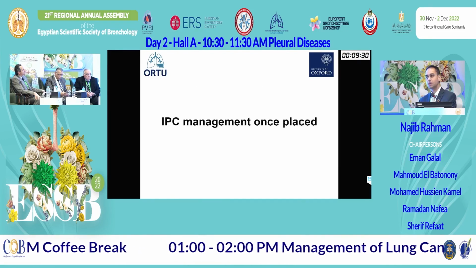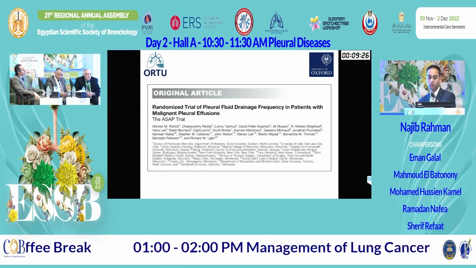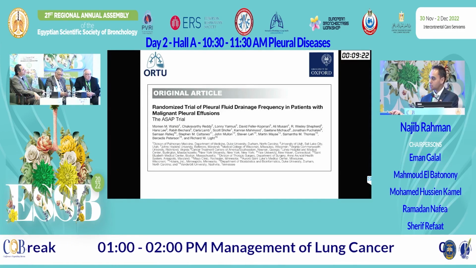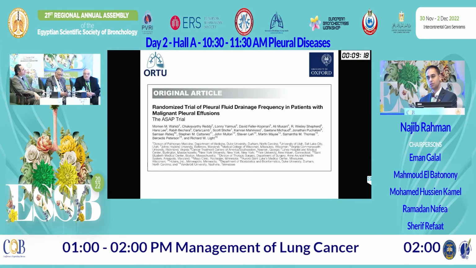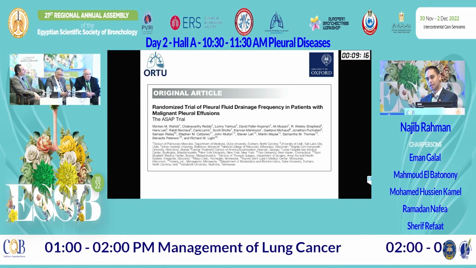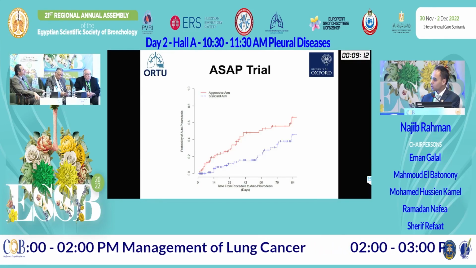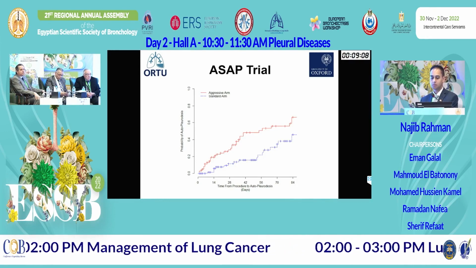Now, let's say you choose to use an IPC. How do you manage it? Well, we now have 2 good randomized trials showing that you should increase the drainage frequency. So this is Momin Wahidi's great work, the ASAP trial, where they randomized patients with IPCs to either daily drainage or drainage once every 3 or 4 days. And they showed that with aggressive drainage here in red, you double the pleurodesis potential.